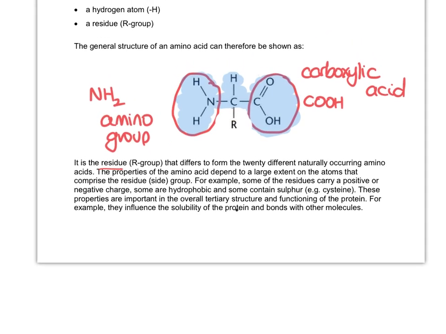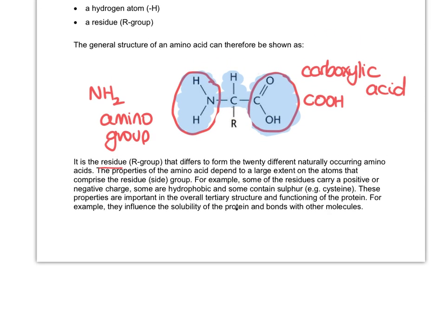So, some of these R groups may contain things like phosphorus, they might have sulfur, so there are other elements there, but basically all amino acids contain carbon, hydrogen and oxygen and nitrogen, so all proteins contain those elements as well. So that's an amino acid.